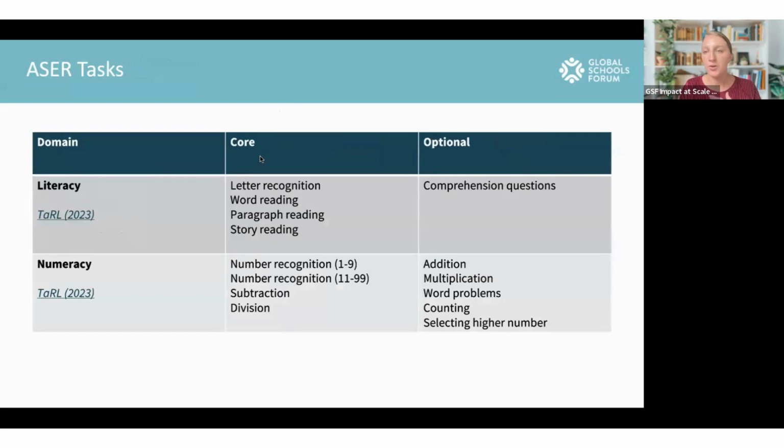USSER tests have a smaller number of subsections. So for literacy, the core areas are letter recognition, word reading, paragraph reading, and story reading. In some cases, you'll see comprehension questions, but they're not a core part of the original assessment. For numeracy, there are also four levels: recognizing single-digit and double-digit numbers, subtraction, and division. And the rationale for those is that if a child can subtract, they can probably add. If the child can do division, they can probably do multiplication. But in some cases, you will see examples of addition and multiplication being added as additional subtests.